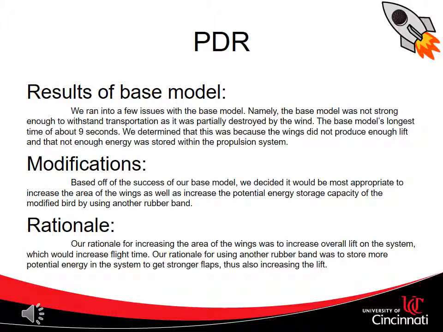We decided that in order to improve the design, we needed to strengthen the joints, especially the joints in the tail, and in order to get more flight time, we decided to increase wing area and double the propulsion by adding another rubber band.